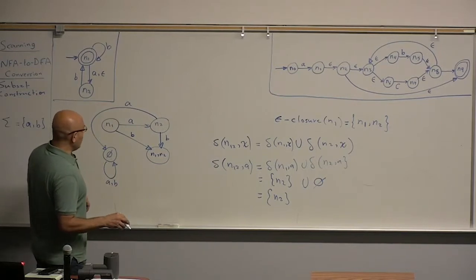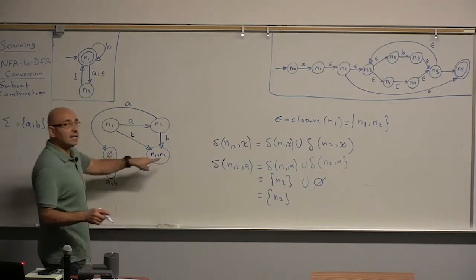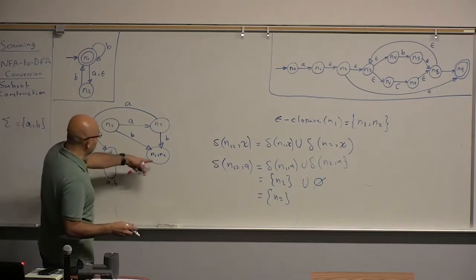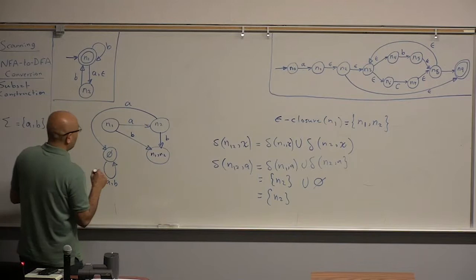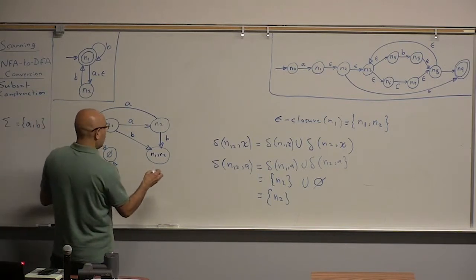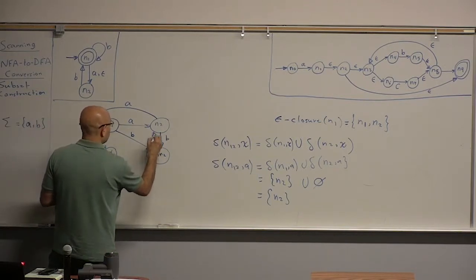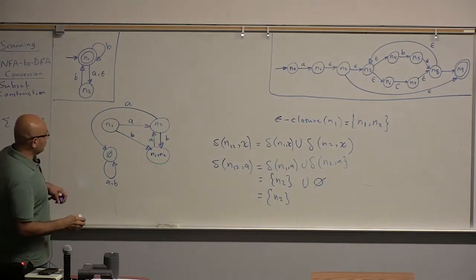Okay, so on an A, because here this means that I am either in N1 or in N2, but in either case, I can only go to N2. So on an A, I can only go to N2.